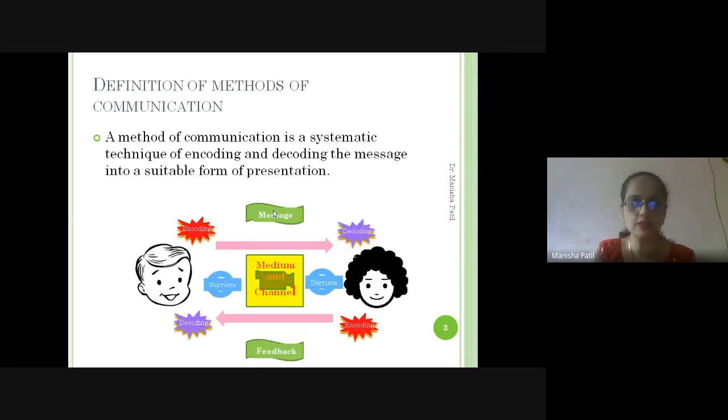We have already seen this particular diagram. Process of communication. First, you have sender, then encoding, message, which is sent through medium and channel to the receiver. Receiver decodes it. Then he replies back, that is feedback. Feedback is again encoded by the receiver and decoded by the sender. Between medium and channel, you have various barriers to communication.